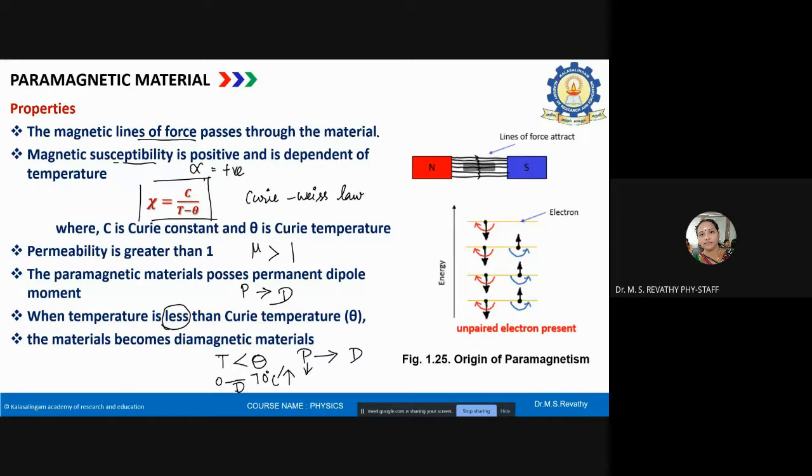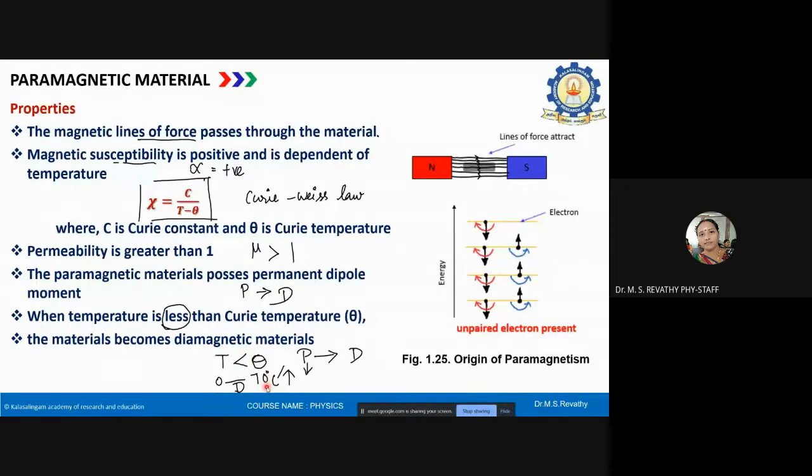See, on the bottom I have just given a small representation. When my temperature is less than the Curie temperature, let me fix the Curie temperature of each material. For the paramagnetic material which I am going to consider, say for example, it has a Curie temperature of 70 degrees Celsius. When I apply a temperature of 40 degrees Celsius, which is just less than 70 degrees Celsius, what happens at that time? You can see that the paramagnetic material becomes a diamagnetic material.